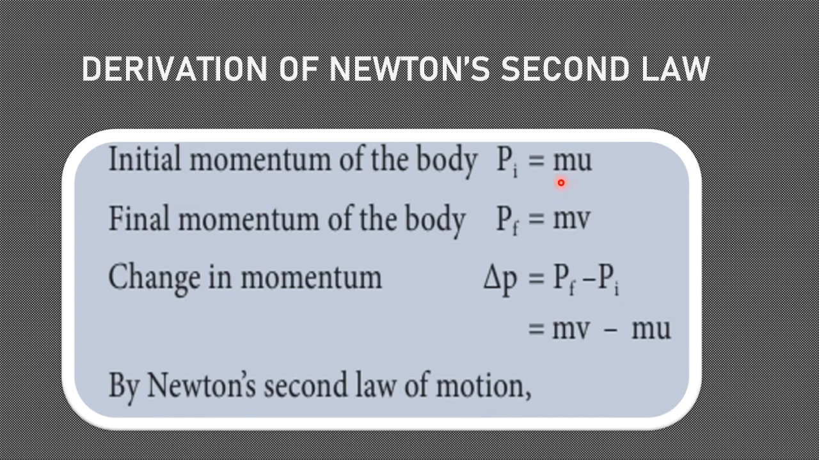So mv, mass into velocity, as we saw. Instead, here we use the initial velocity, and for the final momentum we take mass into final velocity v. Here del p is given, that is nothing but the change in momentum. When we subtract the initial momentum from the final momentum, we get this. So we can put the value of pf here, with a minus sign, and the value of pi, mu, here. So from Newton's second law of motion, we have got this mathematical derivation.